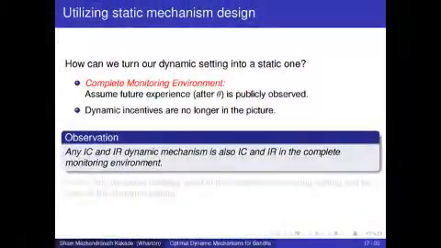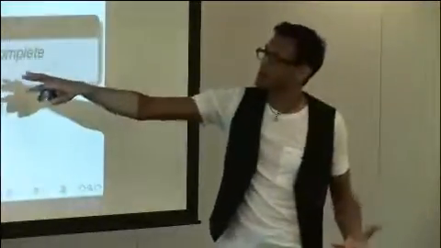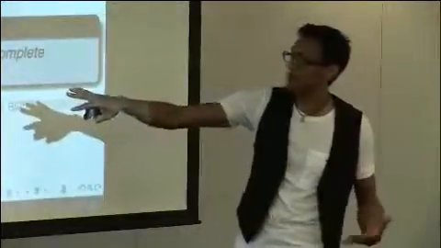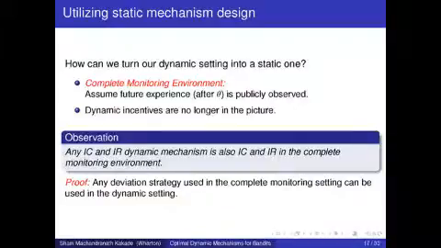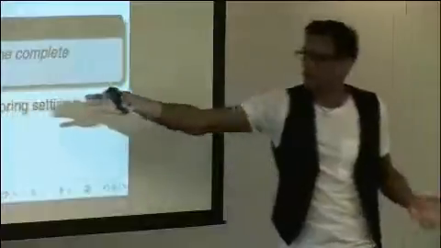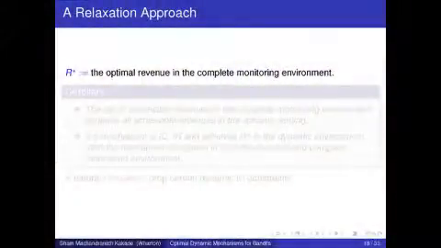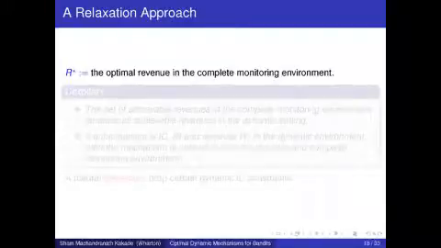There's this trivial observation, which is that any IC and IR dynamic mechanism is also going to be IC and IR in the complete monitoring environment. This is trivial because any deviation strategy we can use in the complete monitoring setting, we can actually use in the dynamic setting. So it's just a minor observation, but it's going to allow us to do the following. Let R star be the optimal revenue in this complete monitoring environment.